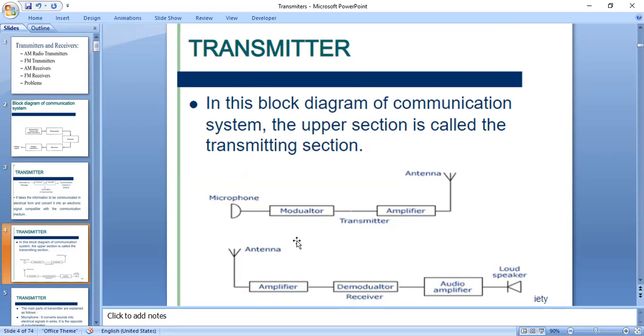through the channel, and this modulated signal is received by the receiving antenna, and after that it will be amplified, and after that it will be given as input to the demodulator. This demodulator extracts the original information from the modulated signal, so you will get the demodulated output, which will be amplified by the audio amplifier, and that will be given as input to the speaker, which converts that electrical signal into the non-electrical form. Okay.